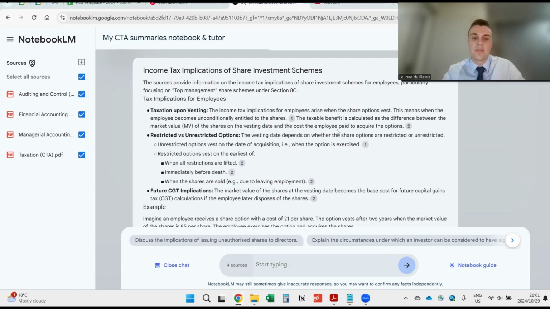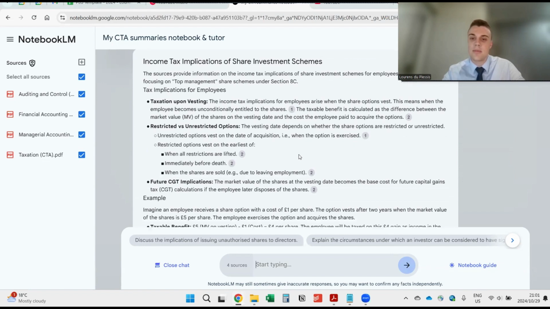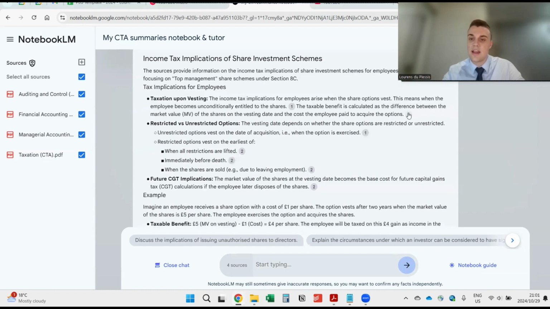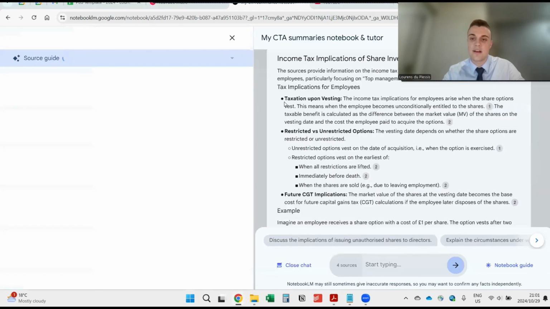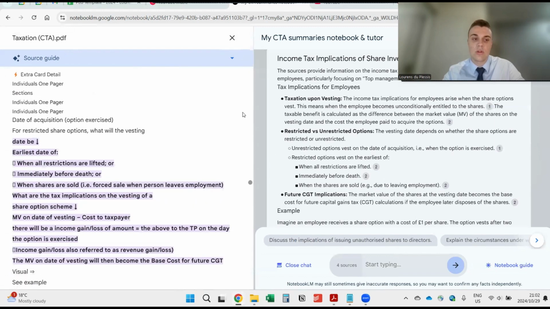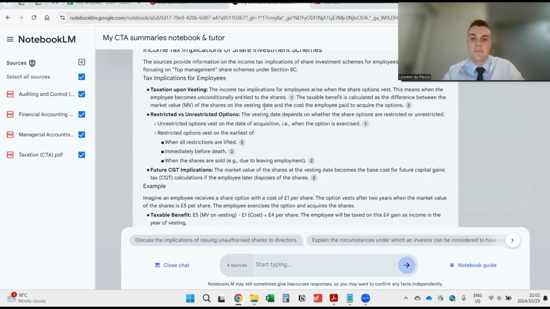That sounds quite familiar. This means that when the employee becomes unconditionally entitled to the shares, that's also quite a good trigger word. Then the taxable benefit is calculated as the difference between the market value of the shares on the vesting date, and the cost the employee paid to acquire those shares. And once again, it has some nice references, so you can actually click on that, and it will take you to your source. There we have it.